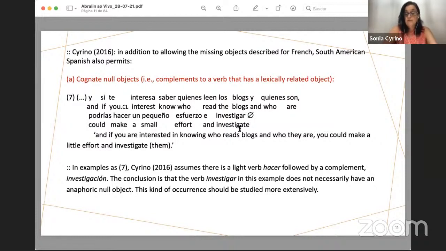Cognate null objects, for example, complements to a verb that has a lexically related object, as in the example in seven. And if you are interested in knowing who reads blogs and who they are, you could make a little effort and investigate. So this verb, investigar, here I assume that there is a light verb, hacer, to do, followed by a complement, investigación. So the conclusion is that the verb investigar in this example does not necessarily have an anaphoric null object, but it's related to the lexical root of the verb.